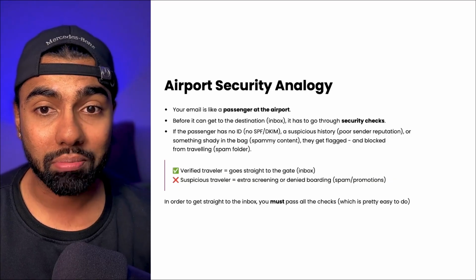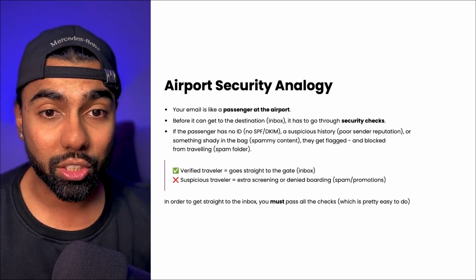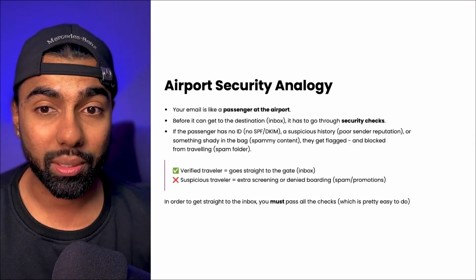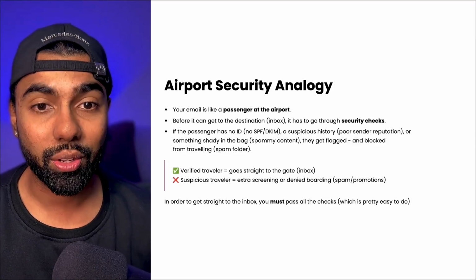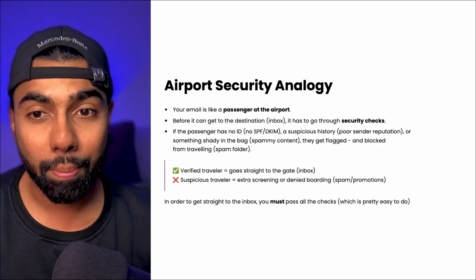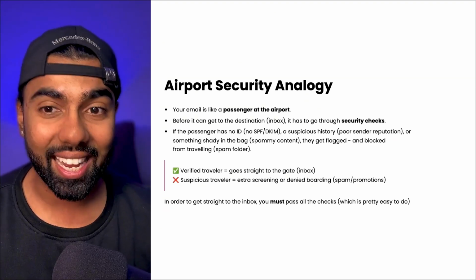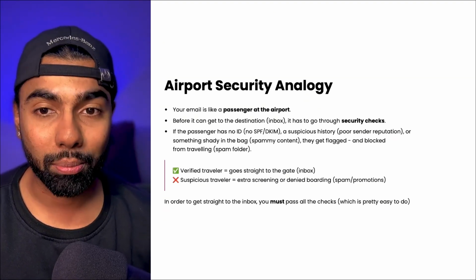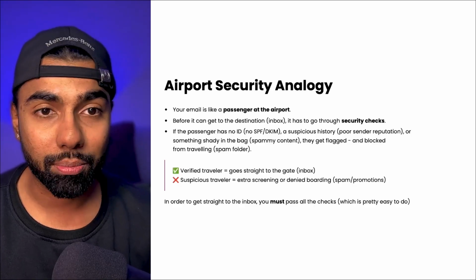Now, a verified traveler goes straight to the inbox, but a suspicious traveler needs extra screening or could be denied boarding altogether, which means they could go to spam or the promotions. So in order to get straight to the inbox, you must pass all the checks, which is actually pretty easy to do. I see a lot of brands and a lot of email marketers overcomplicate deliverability, but it's actually very simple when you break it down.